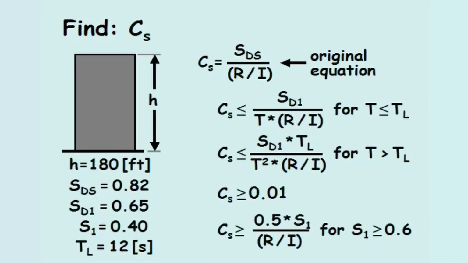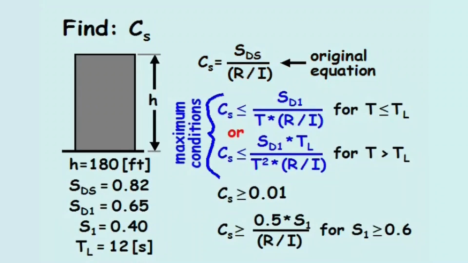To solve this problem, we'll first solve C sub s in the original equation. Then we'll determine which of the two maximum bounds apply to C sub s by comparing the period T and the long period T sub L. Then we'll ensure C sub s is at least 0.01 and check the second minimum condition if applicable.